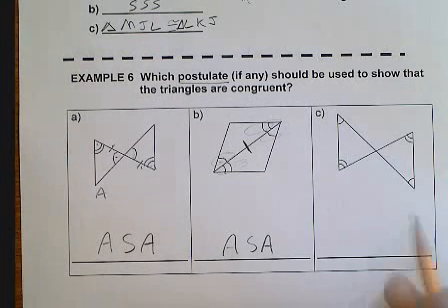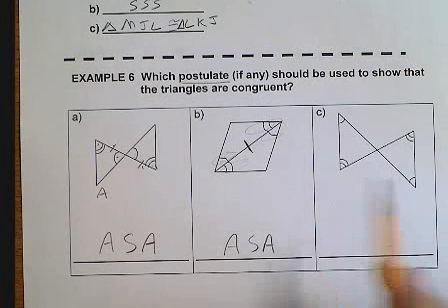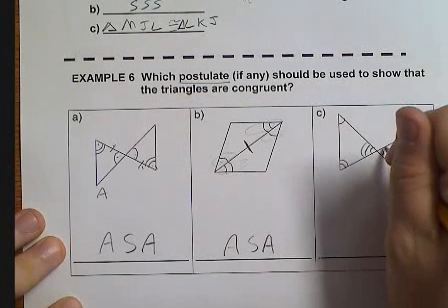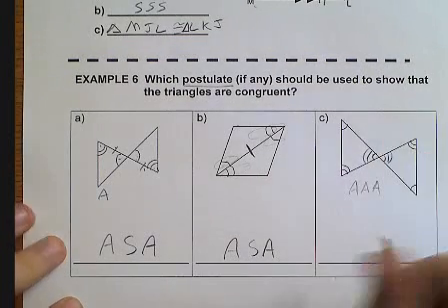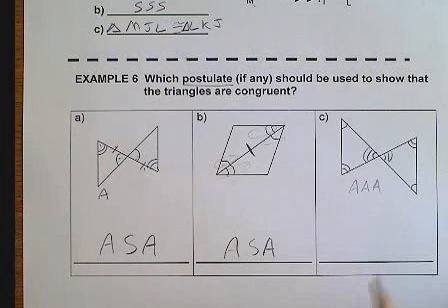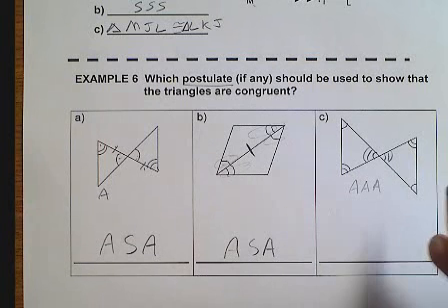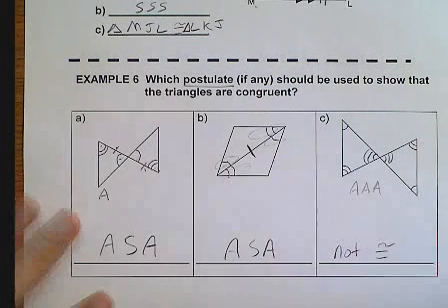I'm going to look at C. I see some angles. I don't see any sides marked. I don't see any shared sides. I do see some vertical angles over here. And this would be AAA. But AAA doesn't tell us that these are congruent. It'll tell us that they're similar, but we can't say congruence based off this. So these are not congruent.